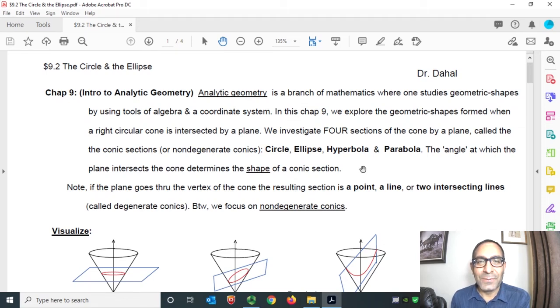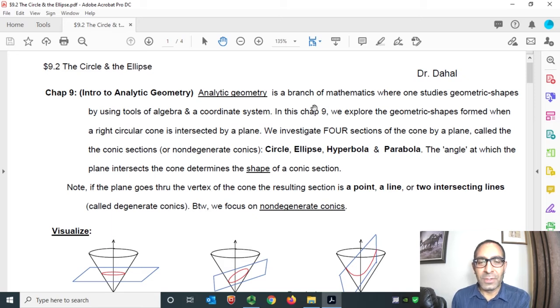In today's class we are starting chapter 9, Analytic Geometry, and in today's class I am going to cover the circle and the ellipse. So let me start the class right away. First let me give you a quick introduction of analytic geometry.